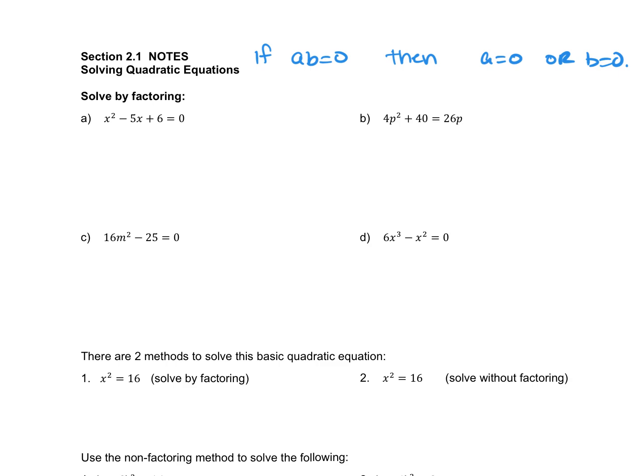But anyway, using that idea, when we factor, this allows us to set things equal to 0, because these are factors. One of those factors has to be a 0. So the first thing we're going to do when we talk about solving by factoring, you want to make sure that the equation is set equal to 0. It must be set equal to 0 before factoring.